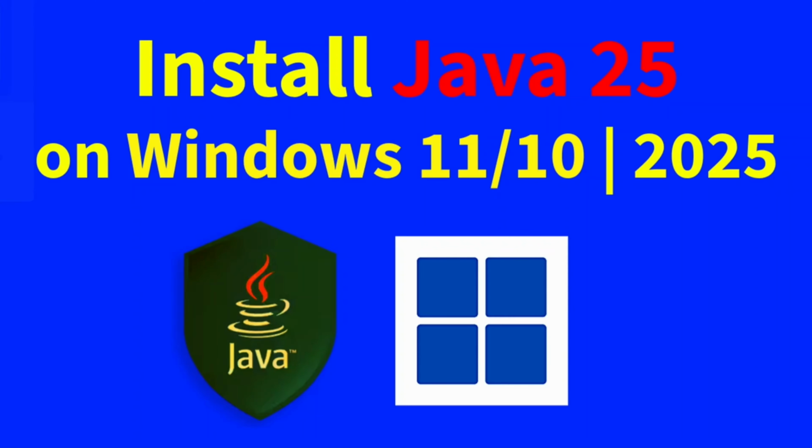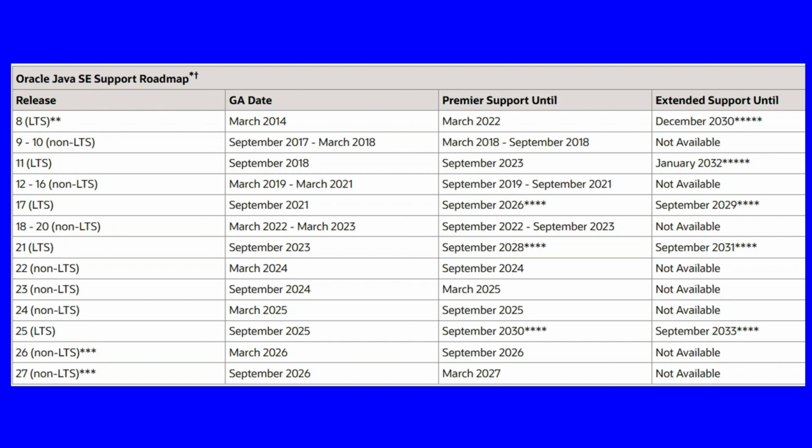Before installing JDK 25 or Java 25, let's see what is meant by LTS, long-term support, and what is non-LTS. These are the two differences we need to understand. From JDK 8 onwards we are getting the LTS until 25, and in between we are releasing some non-LTS versions also.